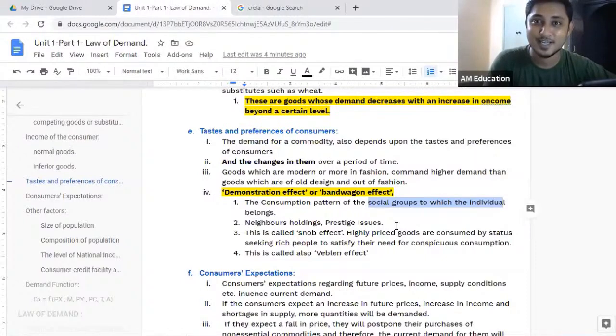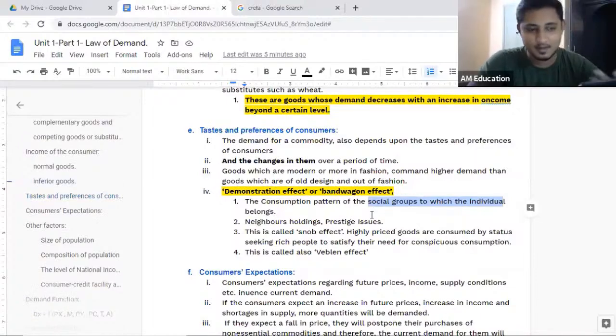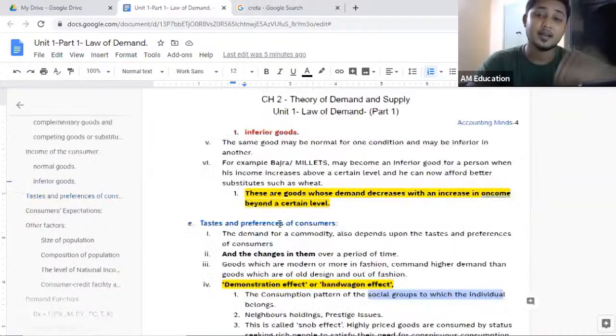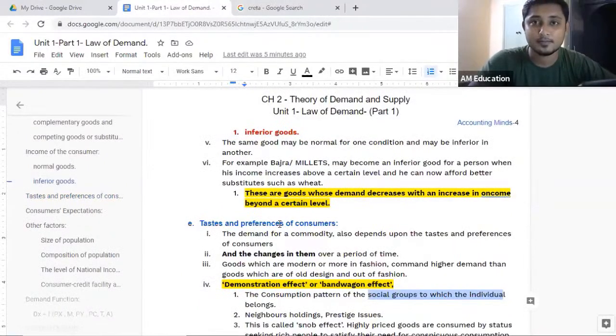Human science, right? So that's how people are accustomed to behave. This is an effect that is found amongst us. That's why it became a fact. Right? So that was tastes and preferences that determine the demand for a certain good. Okay?